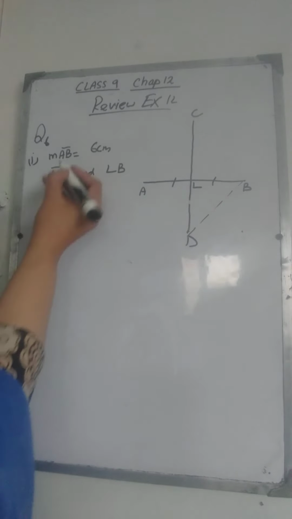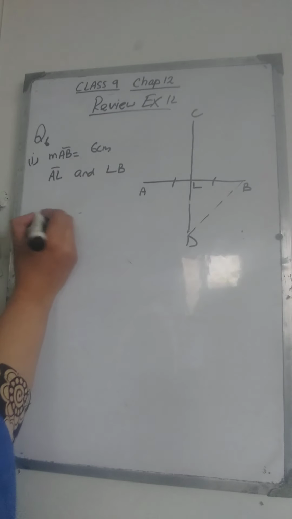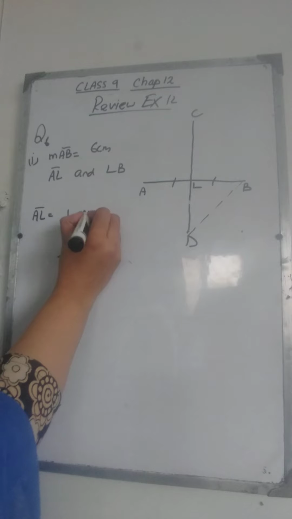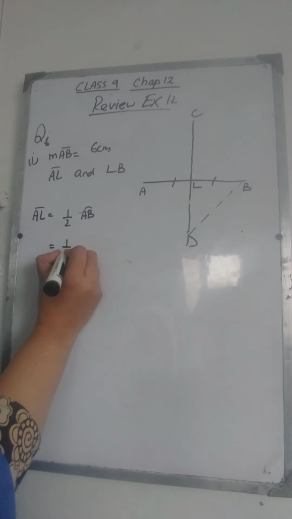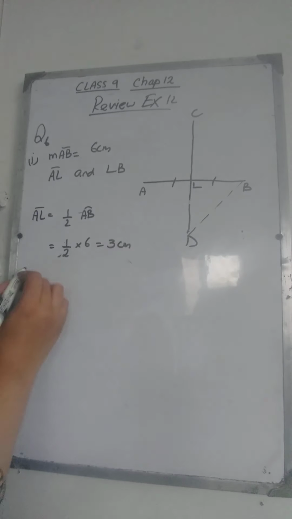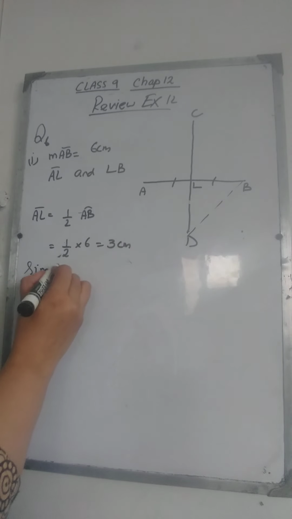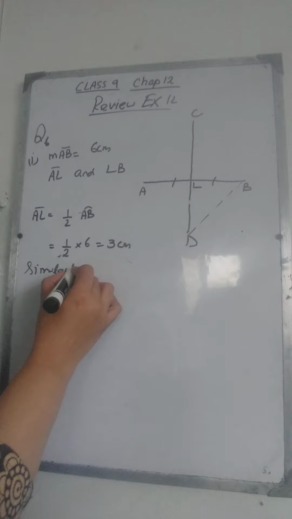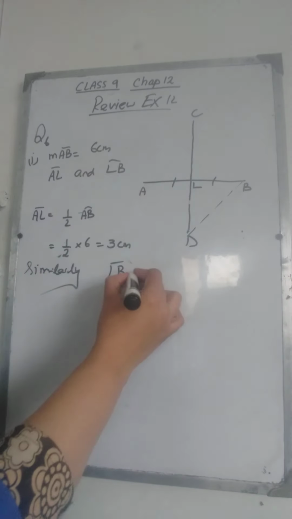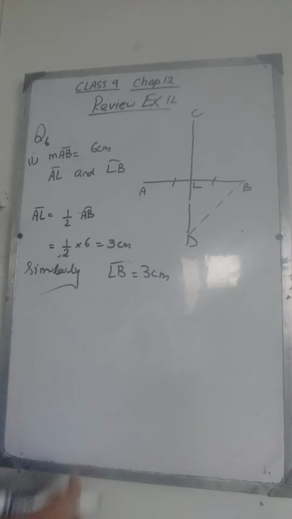Now AB is 6 centimeter, then AL, we know that it is half of AB, so it will be half of 6, which is equal to 3 centimeter. And similarly LB will also be equal to 3 centimeter, being half of the line AB.